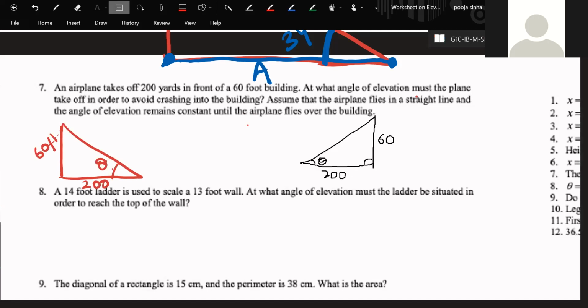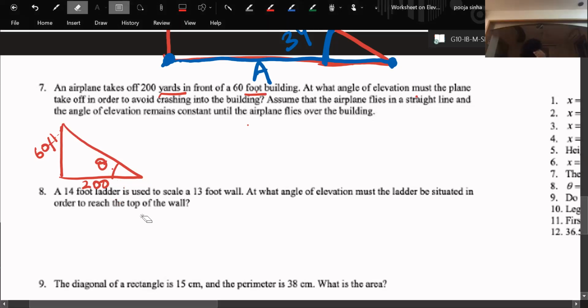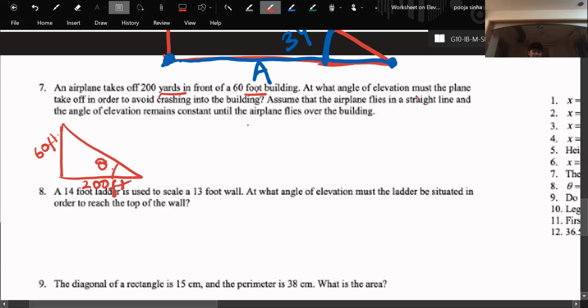That is fine, but there is one problem in this question. This is in yards and this is in feet. The teacher told us to ignore that. I don't know why; he said it must have been a mistake. He just told us to ignore the measure, like 60 and 200. Okay, all right. So I'll just keep it as feet. So there's no units.